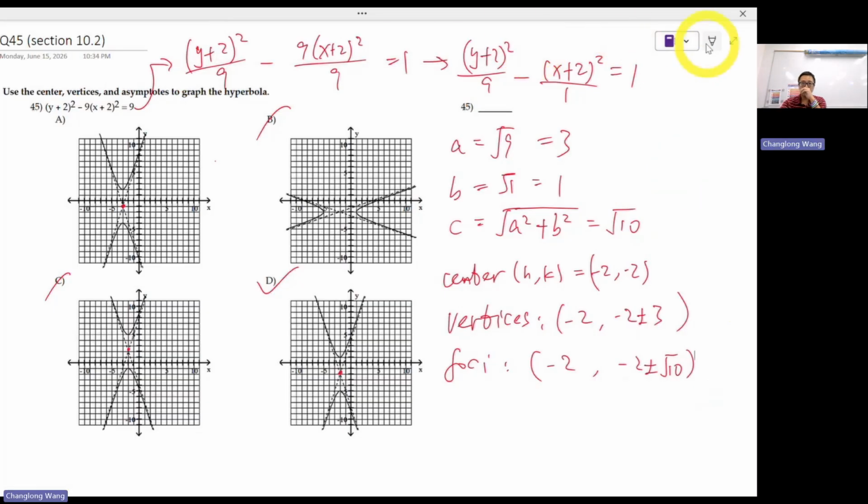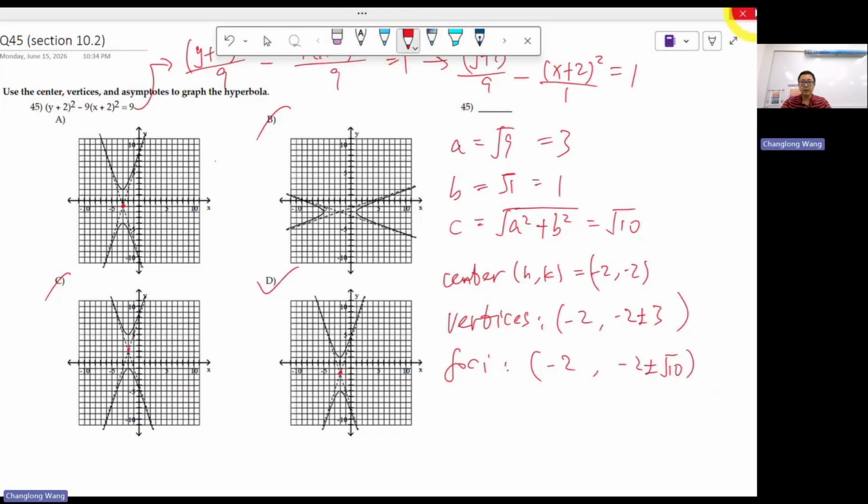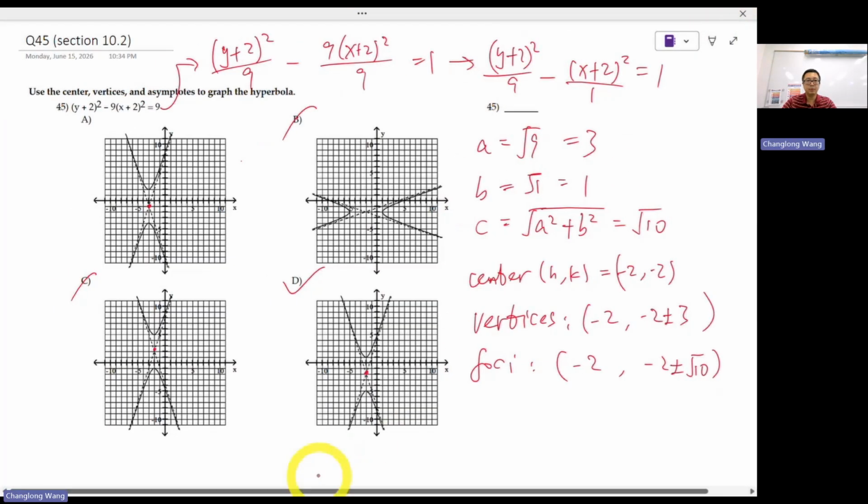All right, make sense? All right, now the final challenge. What about the asymptotes?